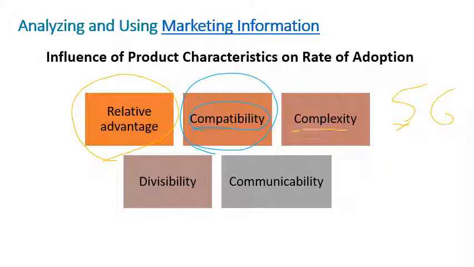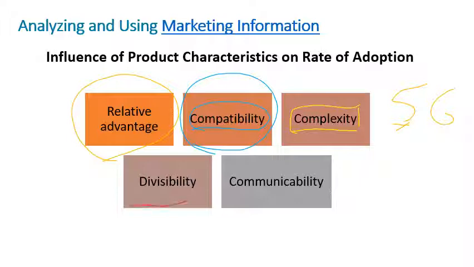Okay. Then we have complexity. Complexity refers to whether the product is simple to use. In general, complexity makes consumer adoption more difficult because there is more learning that needs to take place before that product is actually used and deployed properly. So because of that, high levels of complexity are associated with a lower rate of adoption.